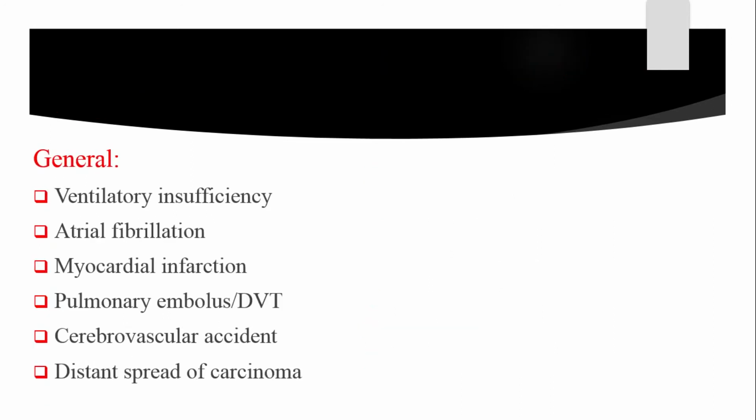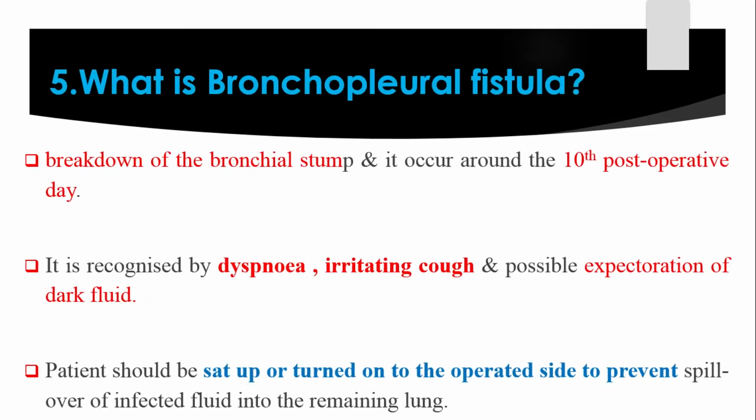What are the general complications? The first one is ventilatory insufficiency, atrial fibrillation, myocardial infarction, pulmonary embolus or deep vein thrombosis, CVA, cerebrovascular accident, and the last one is distant spread of the carcinoma. Now let's see question number 5. What is bronchopleural fistula? It is a very commonly seen complication following pneumonectomy.